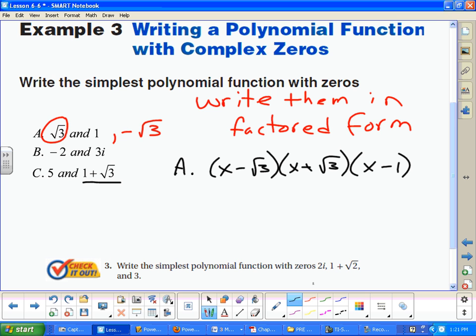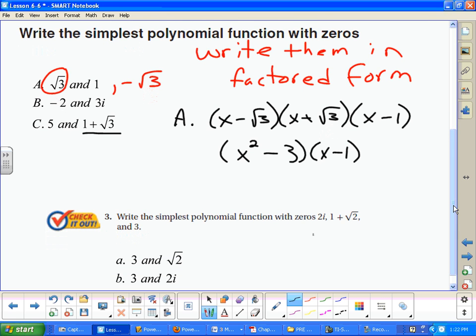Okay? Initially, with these, a and b, the multiplication is actually pretty easy because this is the difference of two squares, right? And that means then that we have x squared minus, what do I get when I multiply those two numbers together? 3 times x minus 1. And all of us can do that multiplication. But I'm just telling you that you can stop there if you want, or you can finish it out. Depends on how motivated you are, I guess.